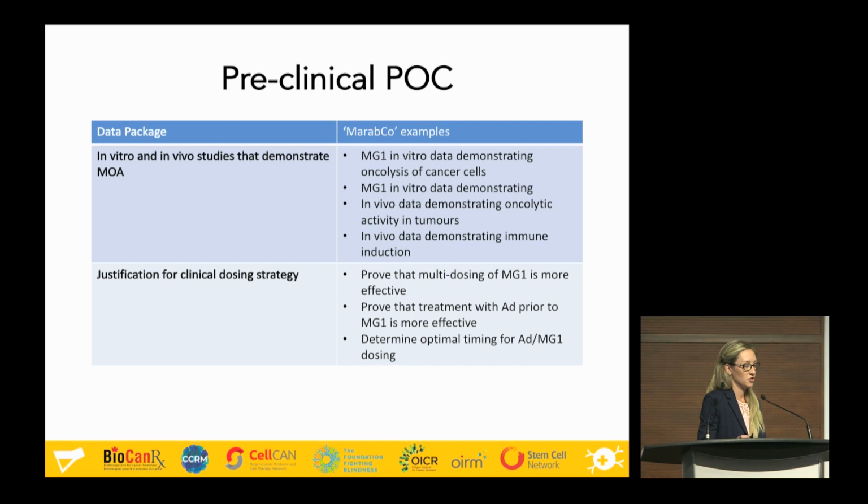Also, studies should be designed to justify your clinical dosing strategy. So these studies very early on must be designed with the trial in mind. So how many times are you going to dose patients, what dose do you expect to get to, what's the space between dosing patients, are you going to deliver your virus intravenously or into the tumor directly? So you can test all of that in animals and come with your recommendation to the agencies.